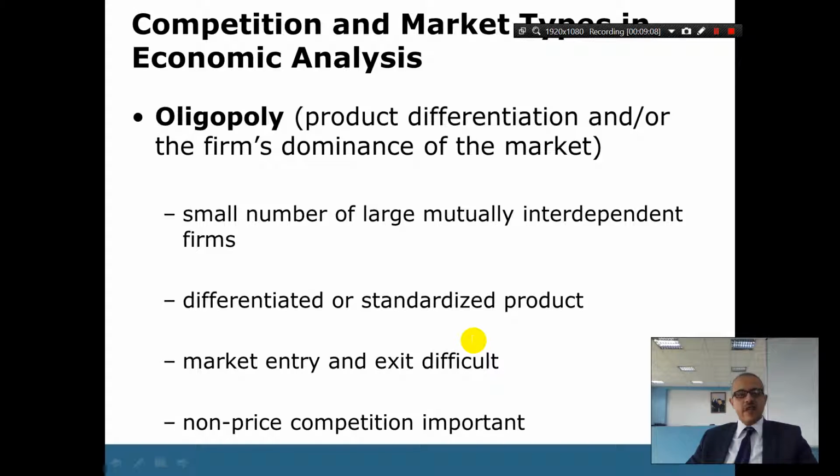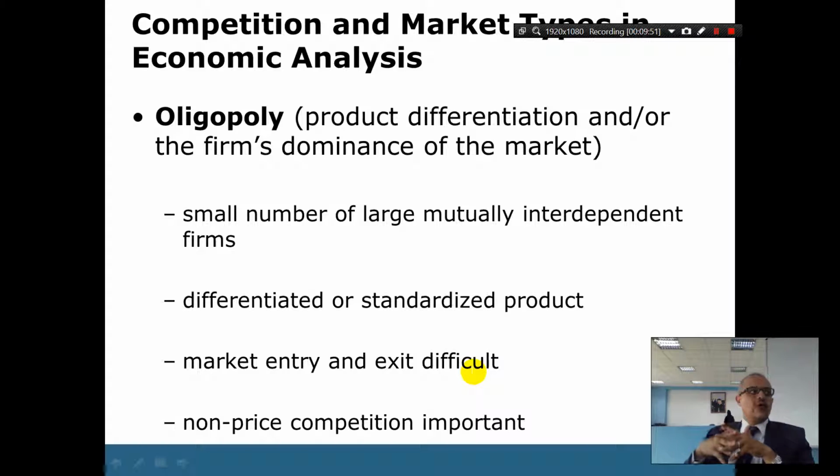And last, we've got here the oligopoly. And of course, the duopoly, where you have only two. It's also the same as oligopoly. Product differentiation and dominance of the market by the firms. So that's when you have a small number of large mutually interdependent firms. You've got two or three big companies. We talked about examples of OPEC. We said five countries or ten countries get together and say, hey, it can be differentiated or standardized. Market entry and exit is difficult. It's not easy to go into an oligopoly.